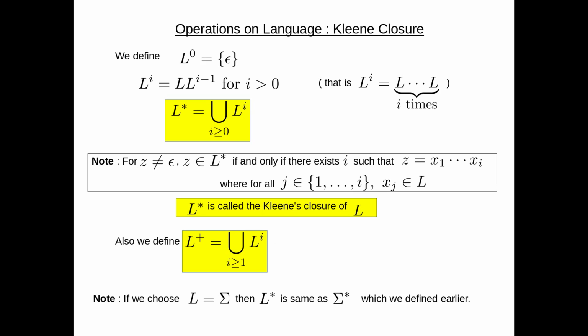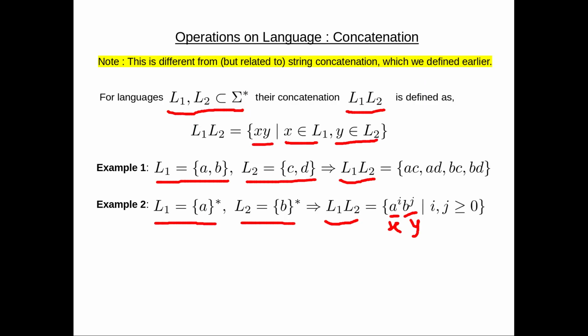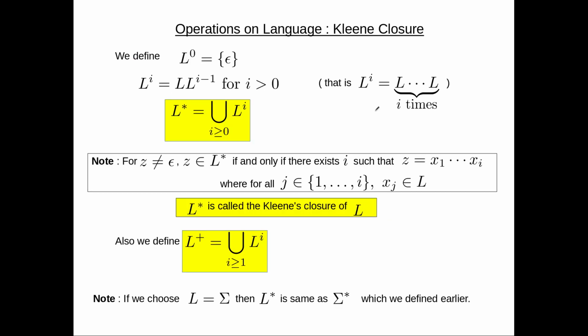So once we have this concatenation of languages, as I said, L1 and L2 can be equal. Then L to the I is just the concatenation of this language L, I times. Again, this only makes sense if I is a positive integer. So this is where L to the I is defined recursively. So L to the 1 is L itself.